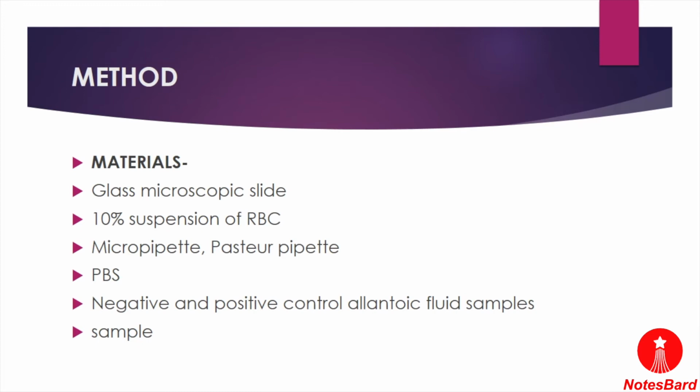Now let's discuss the method of the hemagglutination assay. So basically this method uses a 96-well microtiter plate for the procedure, but there are several rapid tests available for the hemagglutination assay, and there are some materials used for this procedure, including a glass microscopic slide, or it can also be a ceramic slide, a 10% suspension of RBC, micropipette and Pasteur pipette, PBS, which is called phosphate buffered saline, which is used as a buffer solution in different types of biological research. Another material used is negative and positive control allantoic fluid samples, and the sample which is used for the diagnosis.